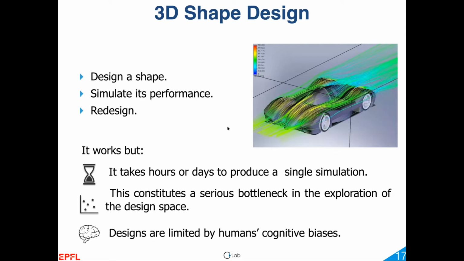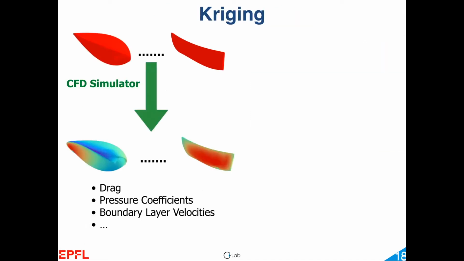So this works. Obviously, we have cars, we have planes, but it's slow. It's very, very time consuming because designing takes time, running the simulation takes time, so the number of iterations you can do in a day is very low, or in a week even. So there's been much interest in trying to automate this process. And one popular method in the CFD community to do this is to use something that's called Kriging, or Gaussian processes for computer scientists.